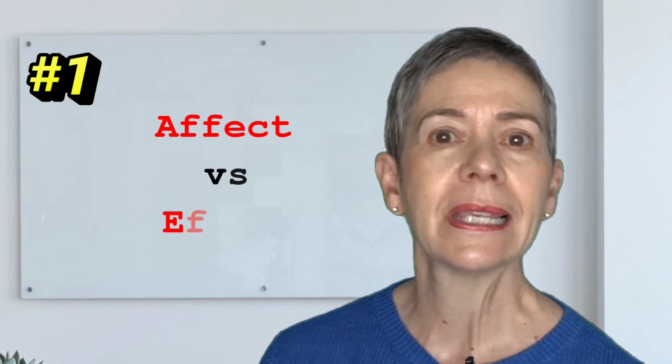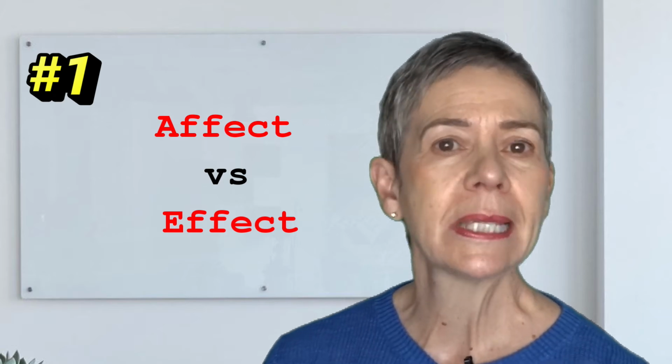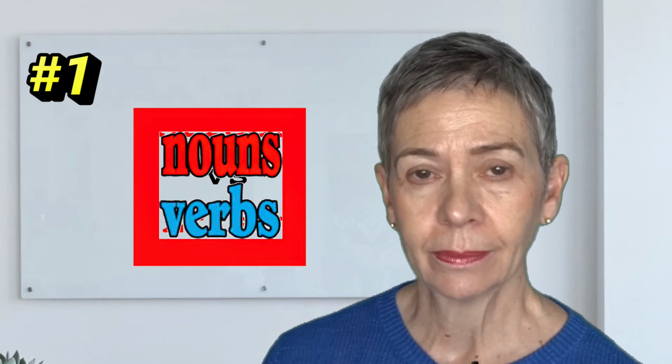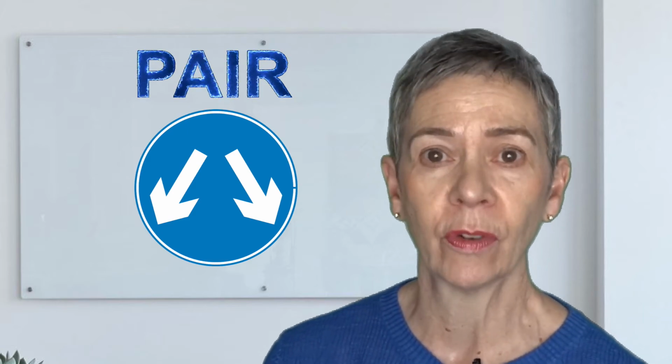Word pair number 1. Affect versus effect. Now, wouldn't it be so simple if we were able to say the difference is one of them is a noun and one of them is a verb? It's not that simple. In fact, what we're really looking at here is 2 sets of word pairs, because affect can be a noun or a verb and effect can be a noun or a verb. Let's look at them a little bit more closely.